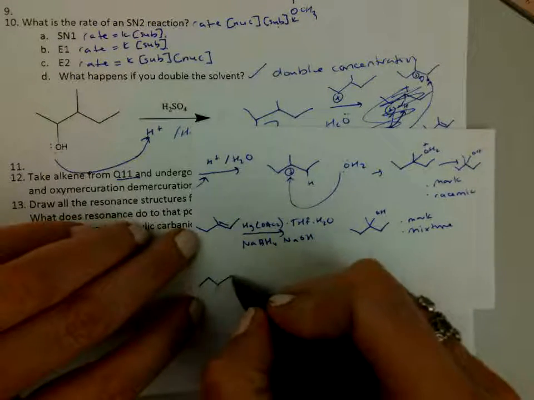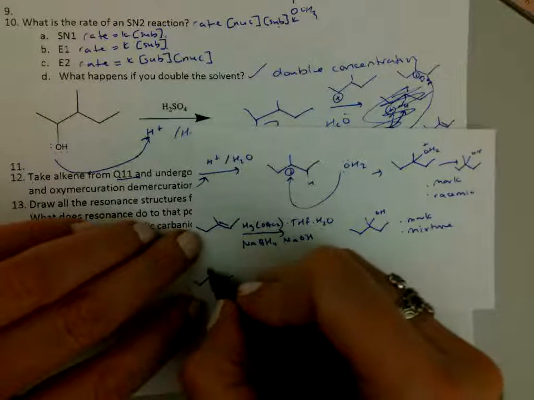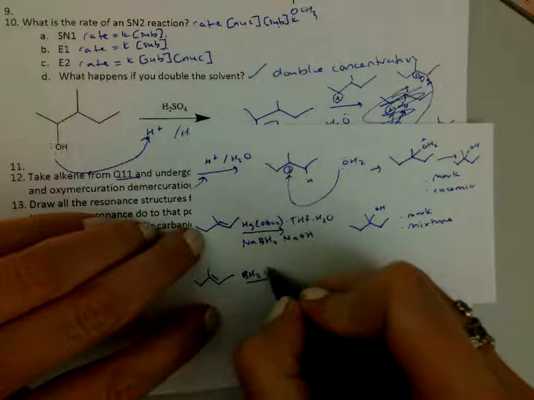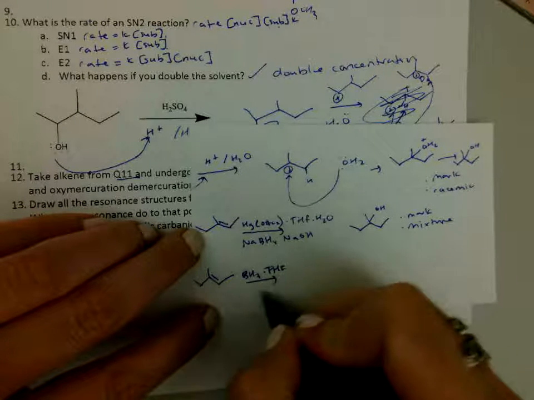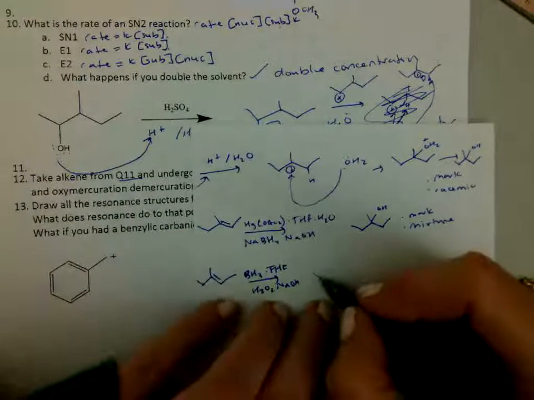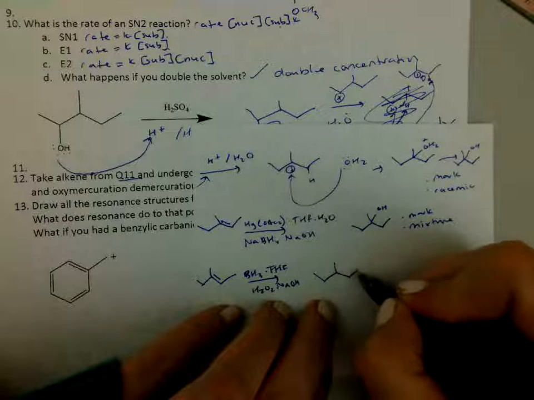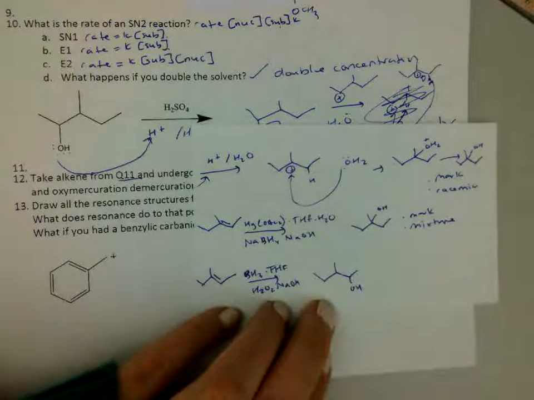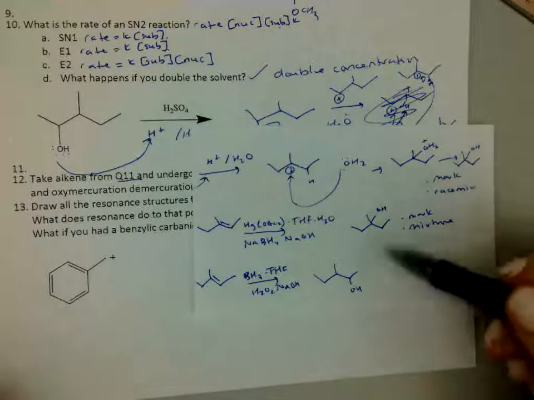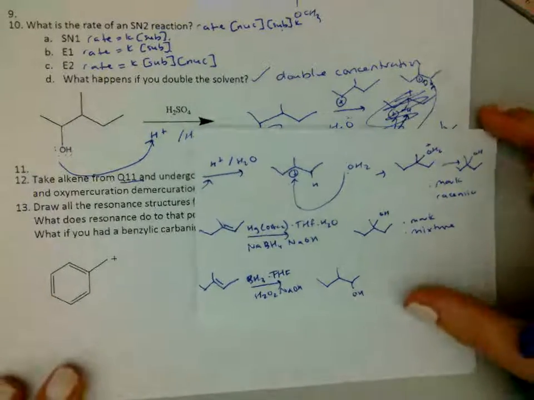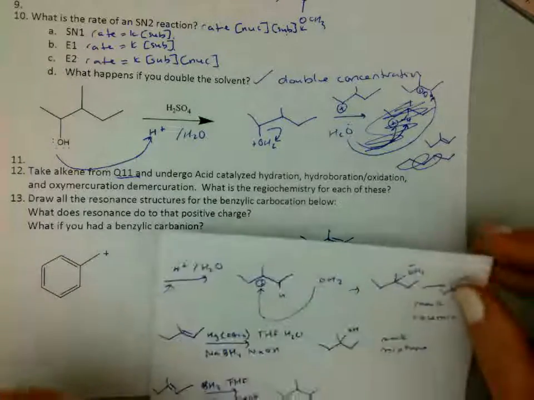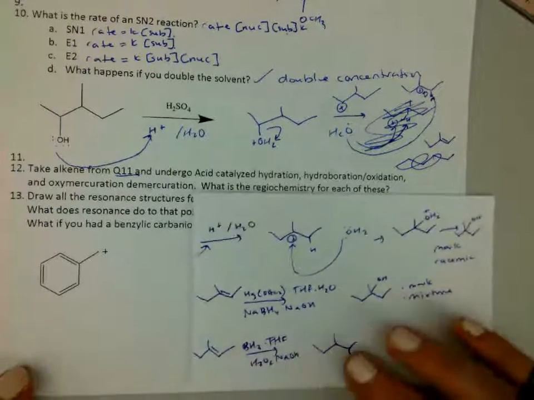And then if we do hydroboration oxidation, that's BH3 THF, H2O2 and NaOH, and that adds anti-Markovnikov. So the alcohol would add down here. And if you want to see the mechanisms for all of these, you are more than welcome to check that out. I have a video where I go through all the main ways to add water across a double bond.